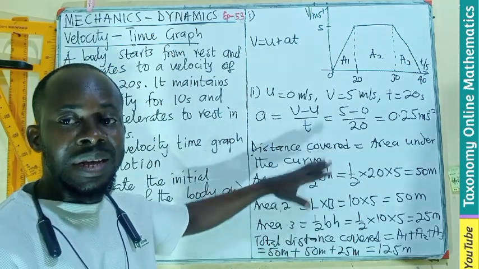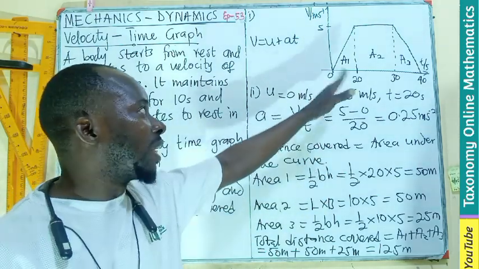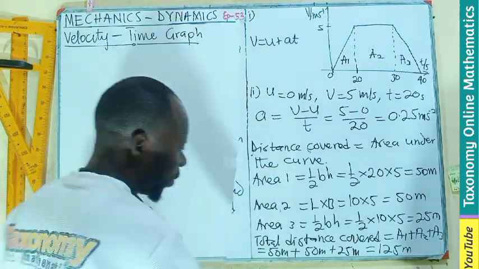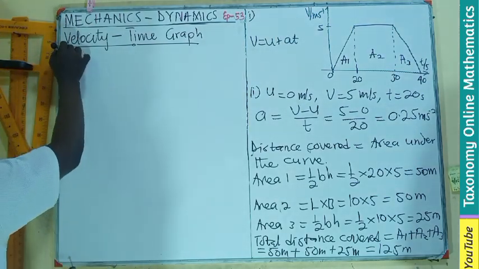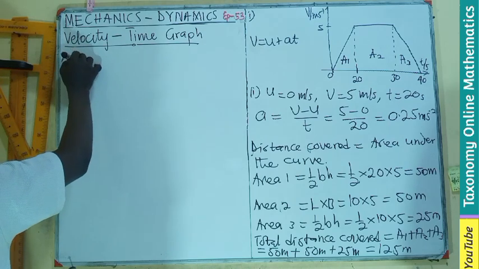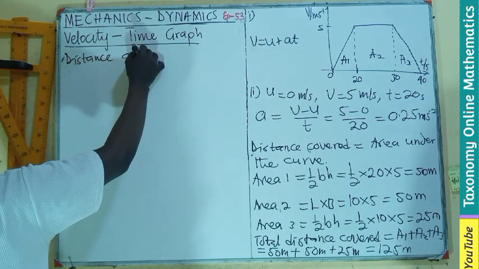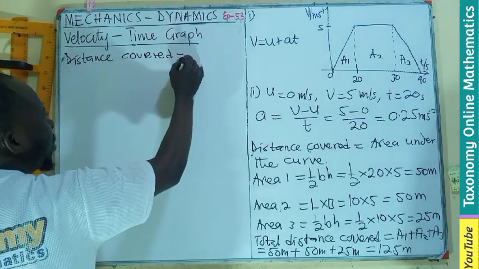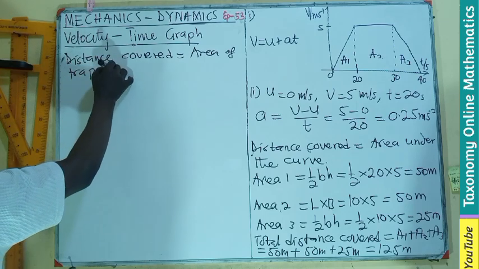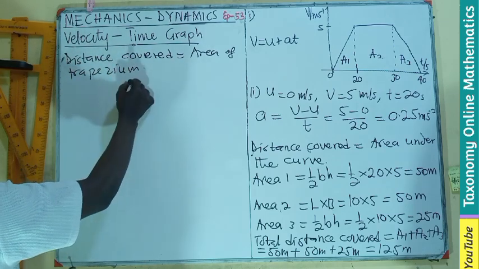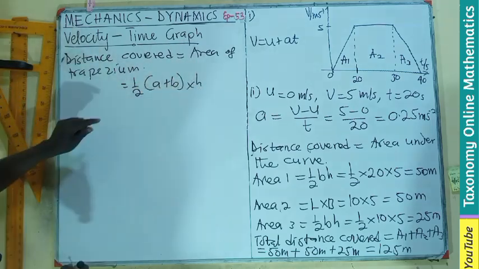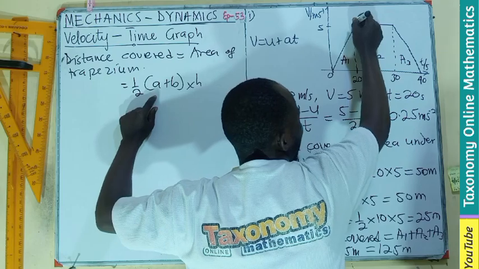So the total distance covered will become 125 meters, based on calculating it area by area of the structured diagram. We can also take the trapezium and see how that will look. So we can say that distance covered equals what? Area of what? Trapezium. So this is going to be half (a plus b) times the height.